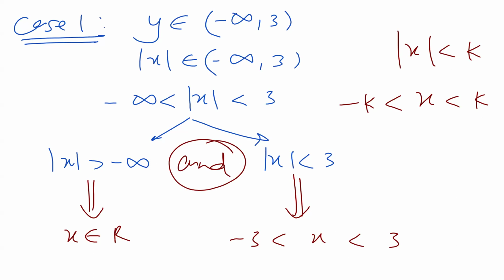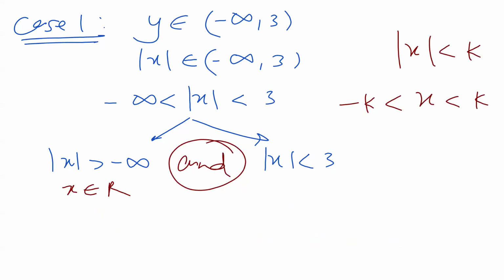We are doing case one. So modulus of x is greater than minus infinity. That means x is any real value, because modulus of any real value will be greater than minus infinity. And in the second case, I am applying the formula. Why am I writing "and" over here? Why not "or"? That is also important. Come on, tell me.